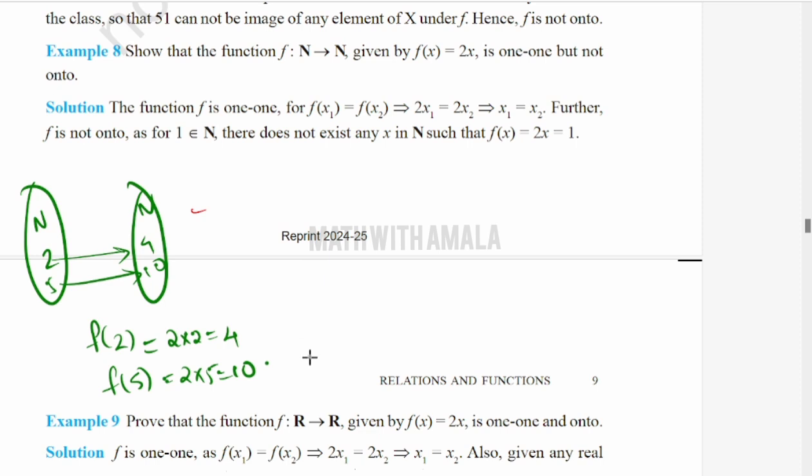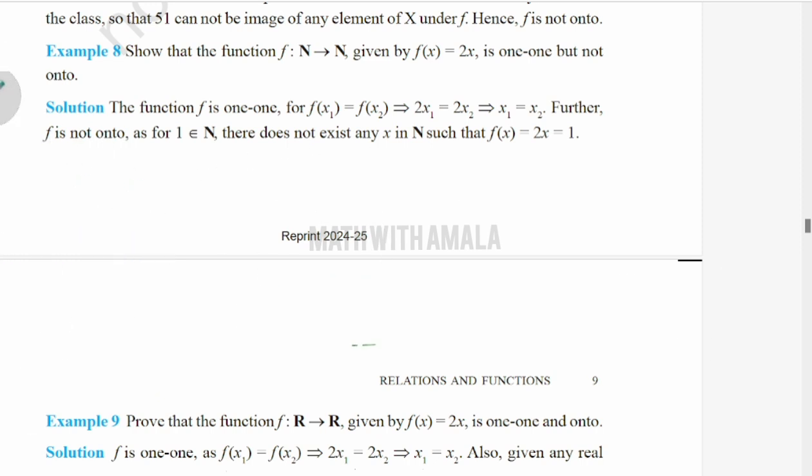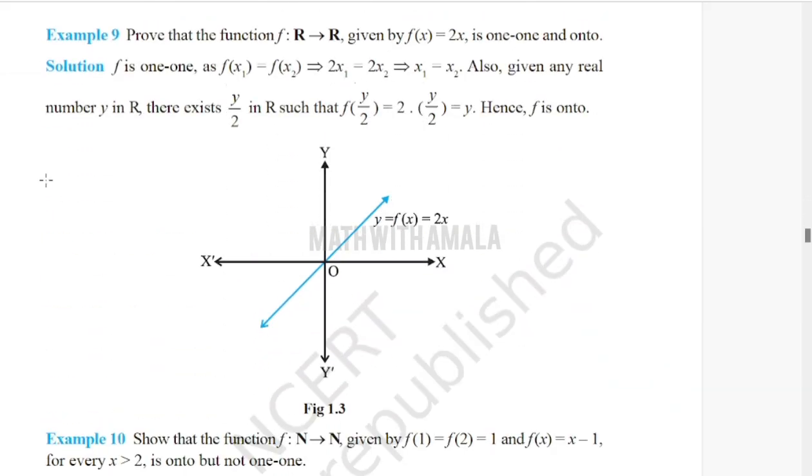Hence each element in the first set has a particular element in the next set, but the reverse is not true. Let us consider the number 1 from the codomain, that is the second set. In order to get 1 in the y place, or f of x equal to 1, you have to write 2 into 1 by 2 equal to 1. But 1 by 2 is not there in capital N, the natural number set. Hence it is not onto.